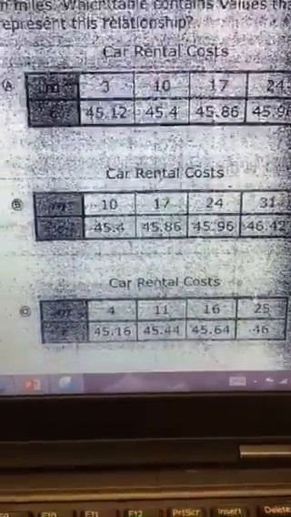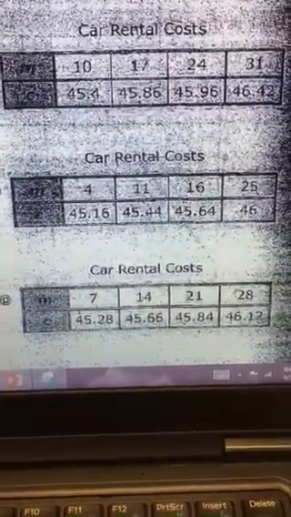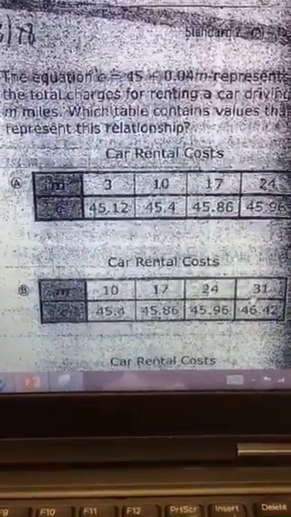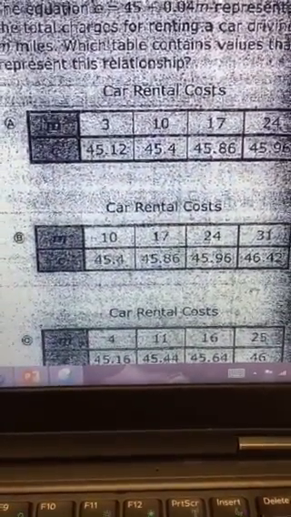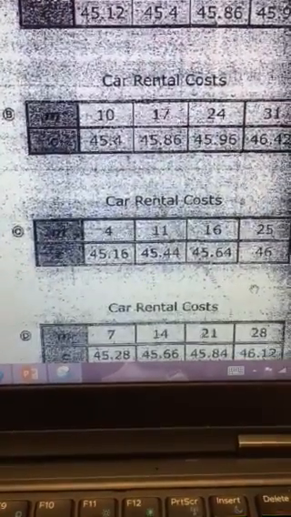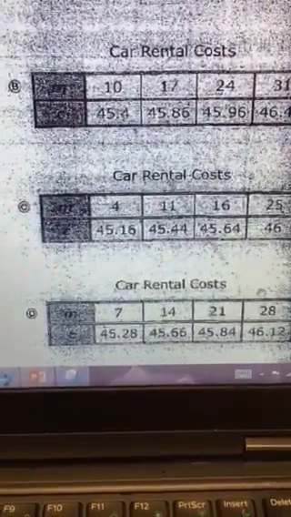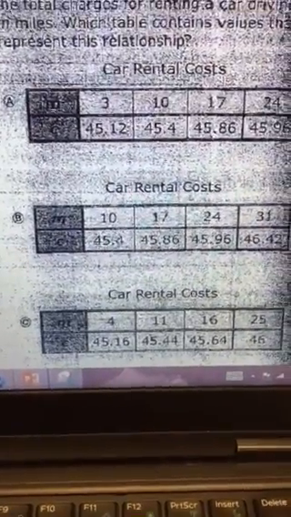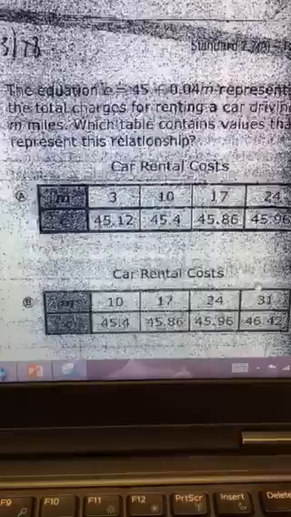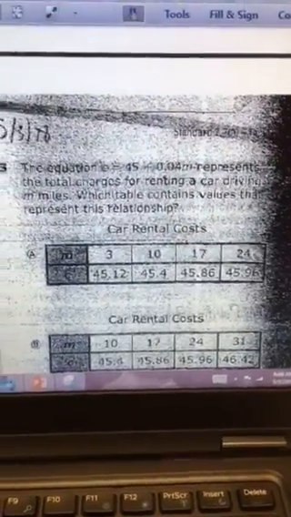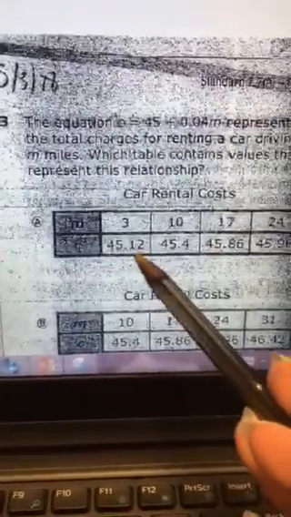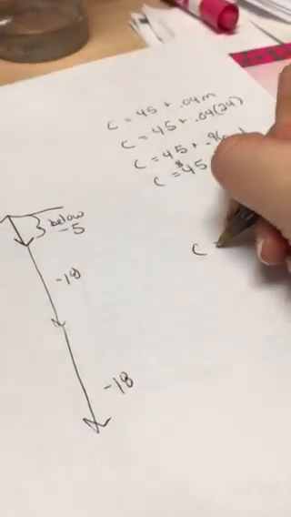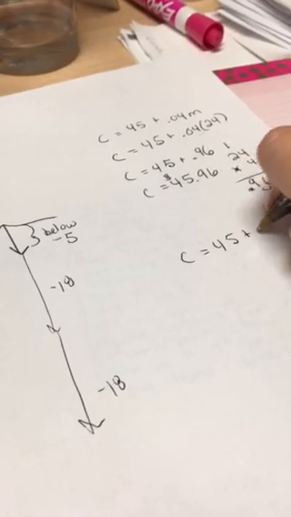Okay, so let's see if we can knock out any answer choices. So far, A looks good, B looks good, and then C and D use different numbers. Okay, so I'm just going to start back with letter A, and I'm just going to put in my miles and see if I get the correct charges. So doing it again, let's see what I get when my m, or miles, is 3.